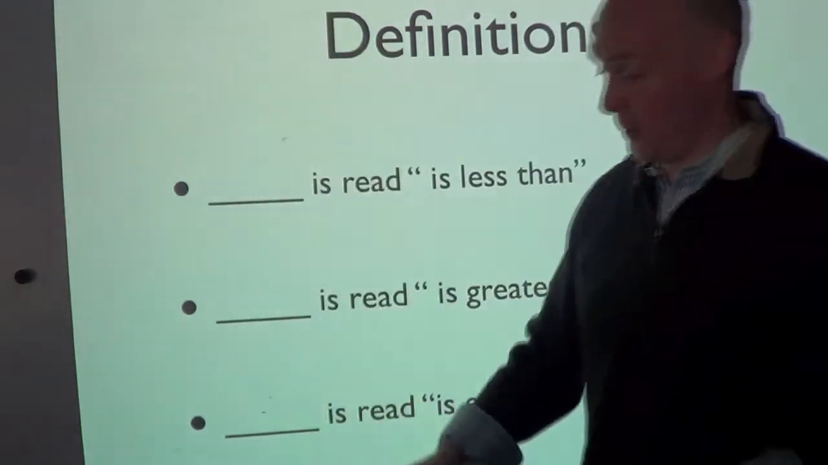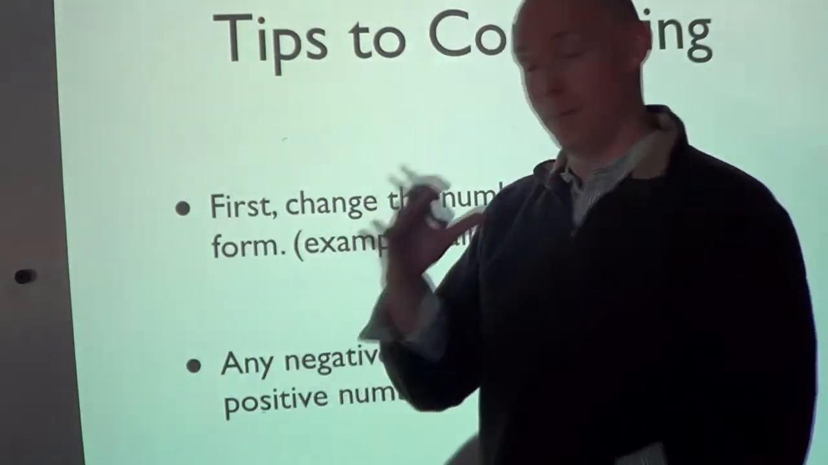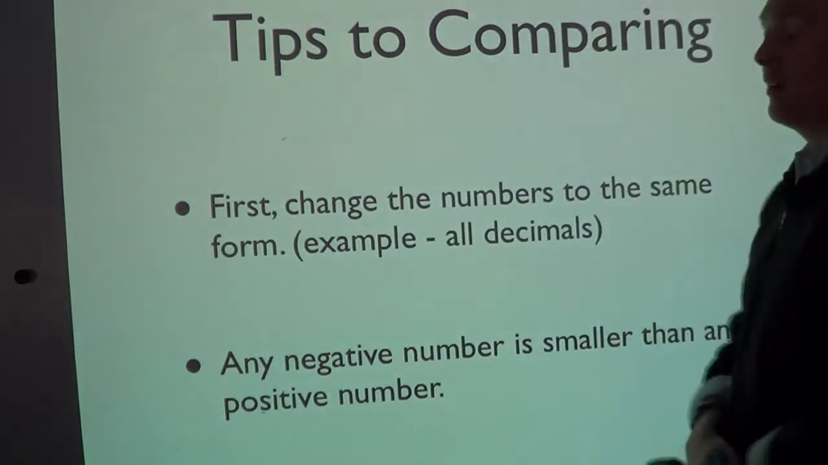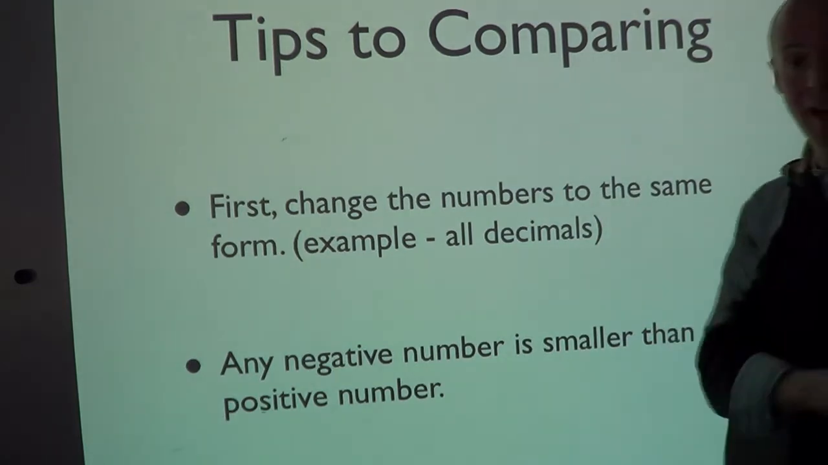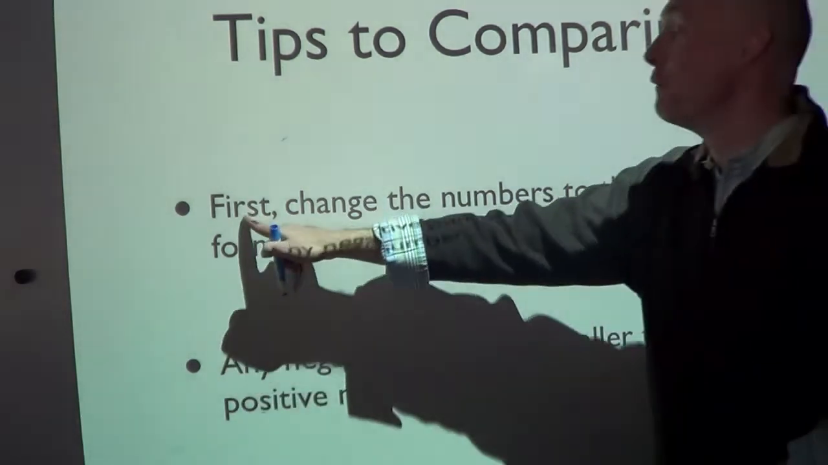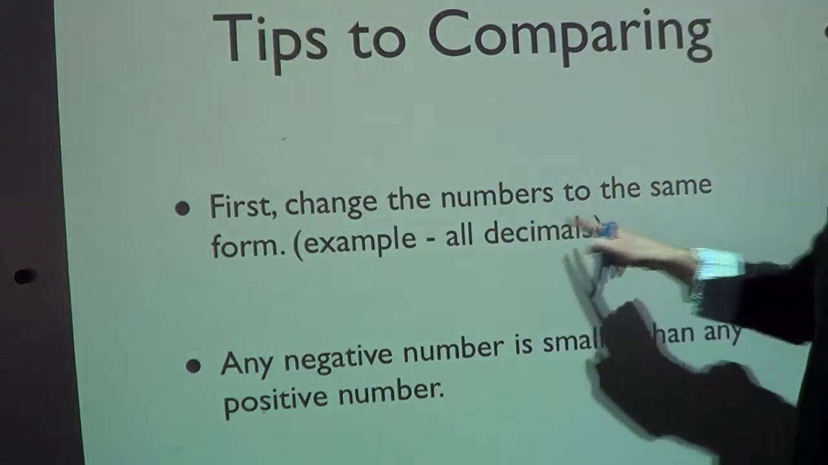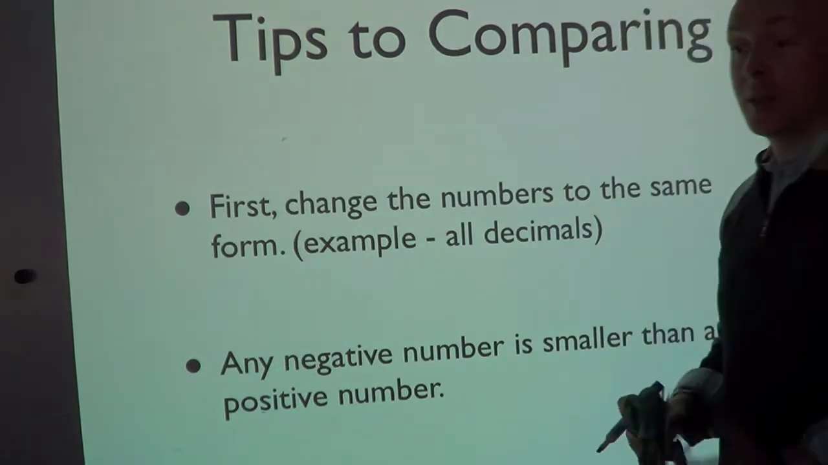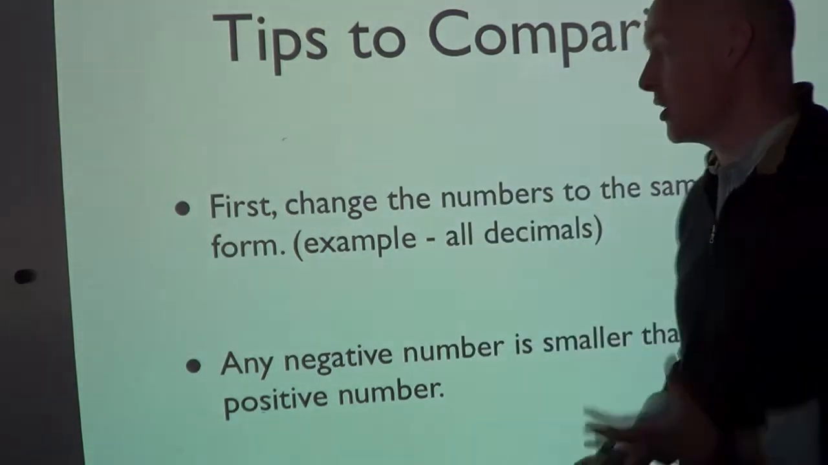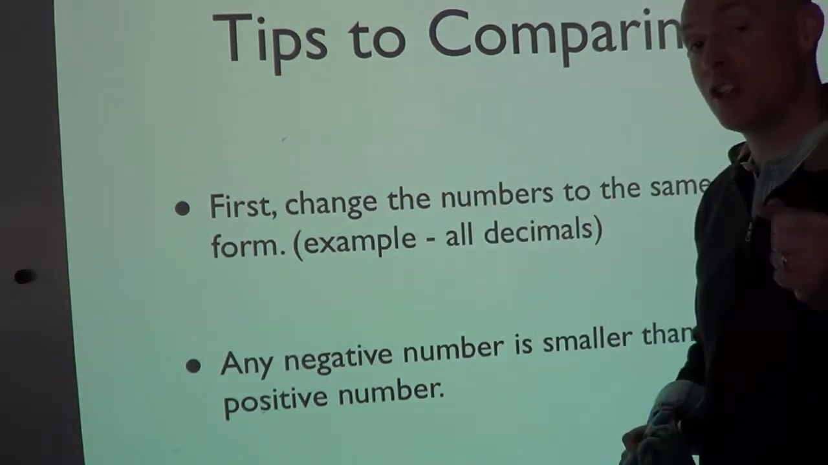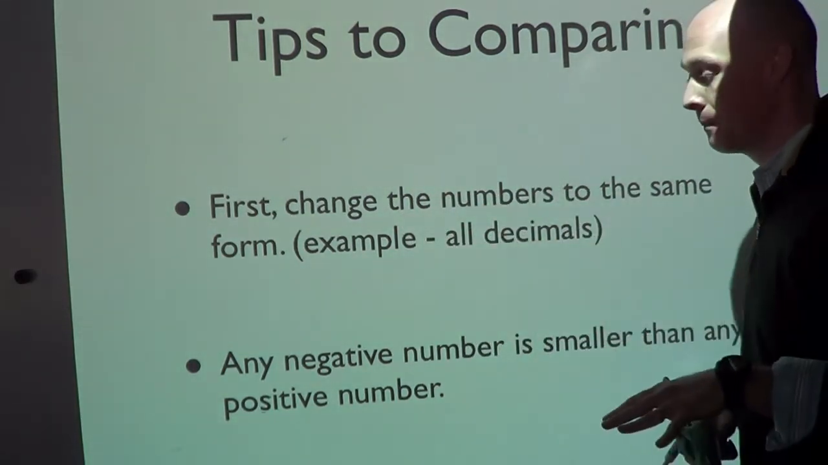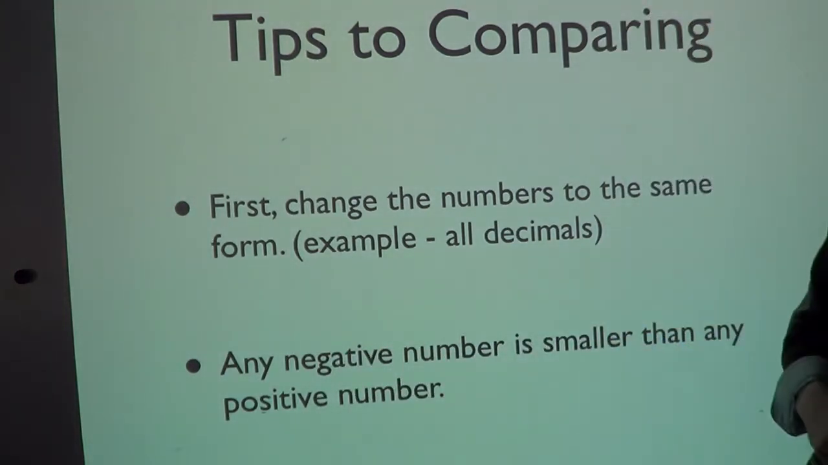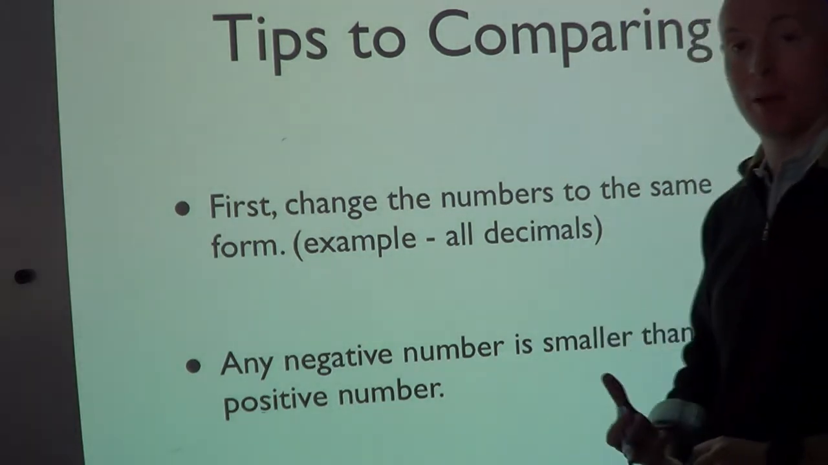Okay, let's go on to ordering. Oh, sorry, before we do that, I do have some tips for you. When you're comparing numbers, there's 2 tips that I think are going to help us tremendously. First, change the numbers to the same form. I like decimals. You could change them to percents. You could change them to fractions. Whatever it is, when you're comparing numbers, make sure you put them all in the same form. And the second tip, any negative number is smaller than any positive number.